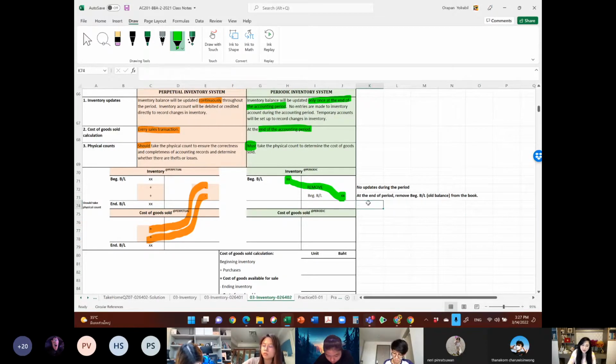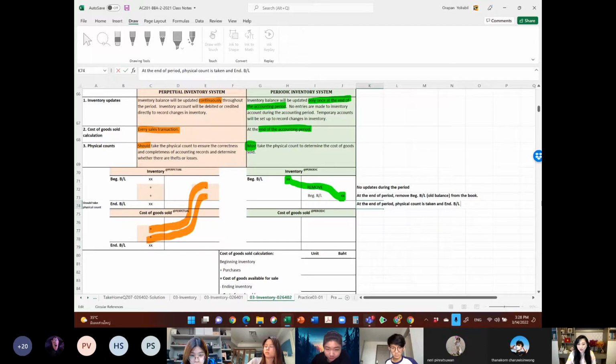And then at the end of the period, physical count is a must. So you may wonder, what does it mean by the physical count? It means that you go to the warehouse and then count the actual number of units you have there, right? So you take the count of the physical units. So at the end of the period, the physical count is taken and the ending inventory, which is the new balance, okay, new balance, is recorded.